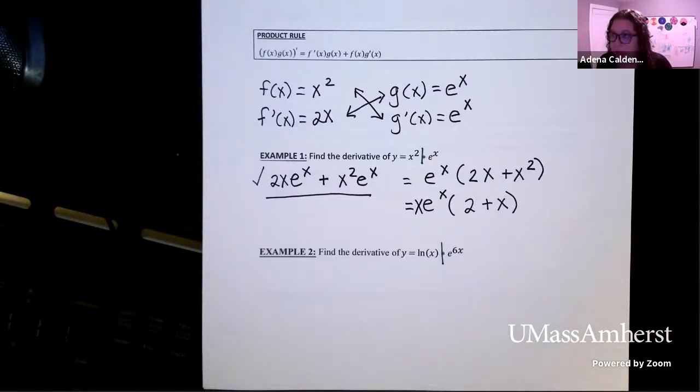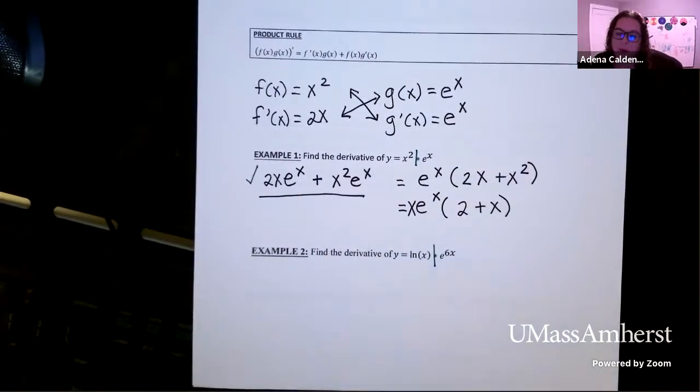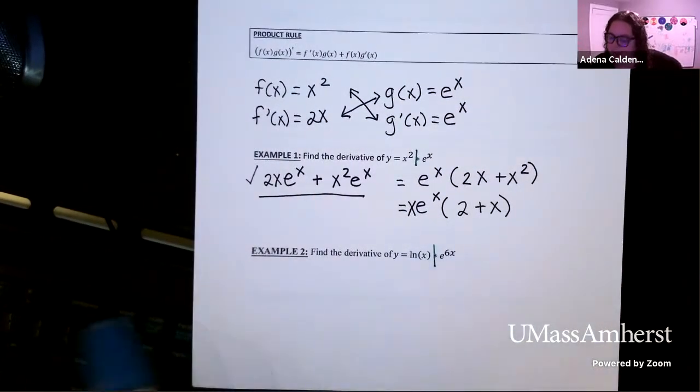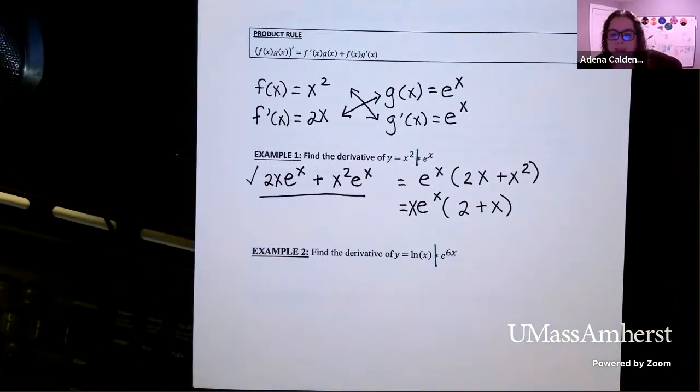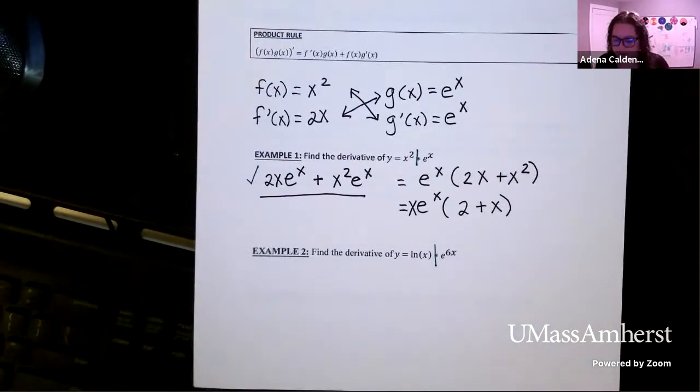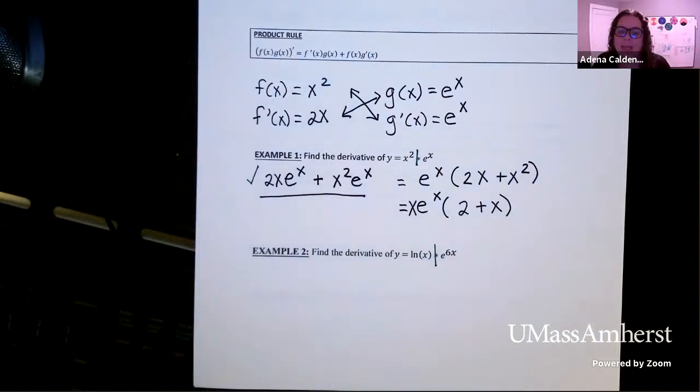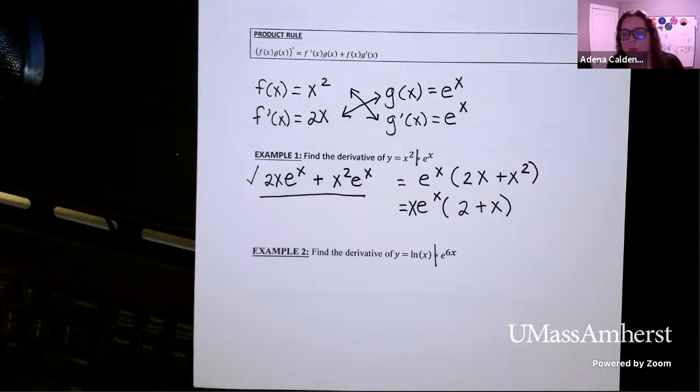So I'd like you to take about 2 minutes and go ahead and set this up. We're going to call the ln of x f of x, and then g of x will be e to the 6x. Find each of their respective derivatives, and then we're going to plug it back into that formula. Okay, so take 2 minutes, try it out, and then we'll go over it together.